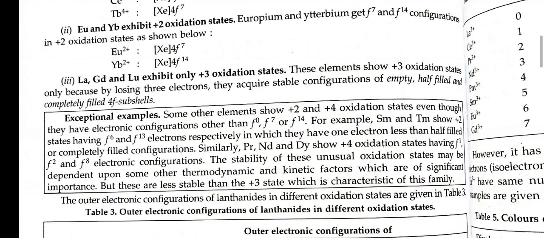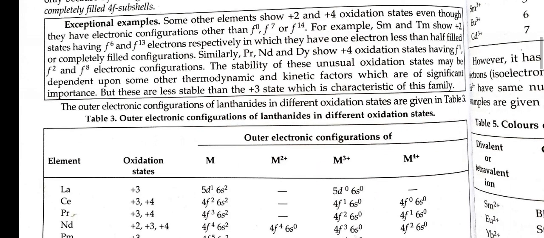Similarly, Pr, Nd and Dy show +4 oxidation state having f1, f2 and f8 electron configuration. The stability of these unusual oxidation states may be dependent upon some other thermodynamic and kinetic factors which are of significant importance, but these are less stable than the +3 state, which is characteristic of this family. The outer electronic configuration of lanthanides in different oxidation states are given in table 3.